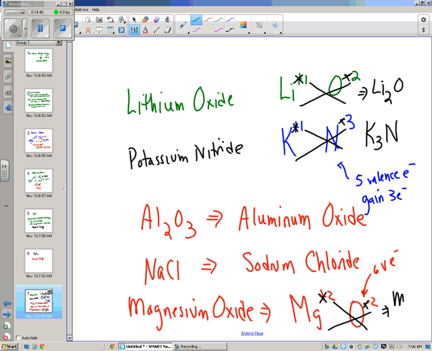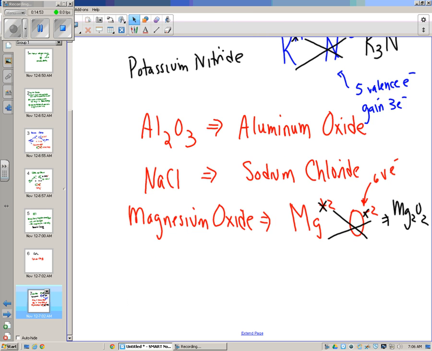You get Mg2O2. Does anybody see a problem with that? Hopefully you realize that the ratio 2 to 2 is not in lowest terms. So you have to change the ratio so that it is in lowest terms. What number goes into both 2 and 2 is 2. 2 divided by 2 is 1, and 2 divided by 2 is 1. So the ratio in lowest terms would just be Mg1O1, or MgO.